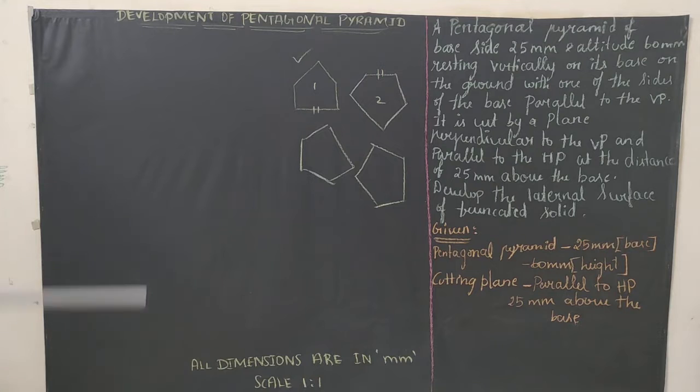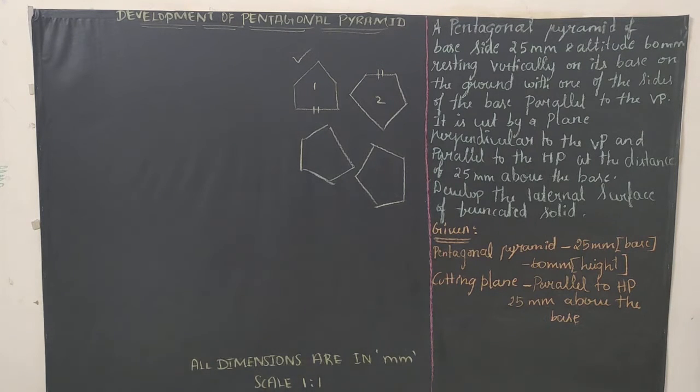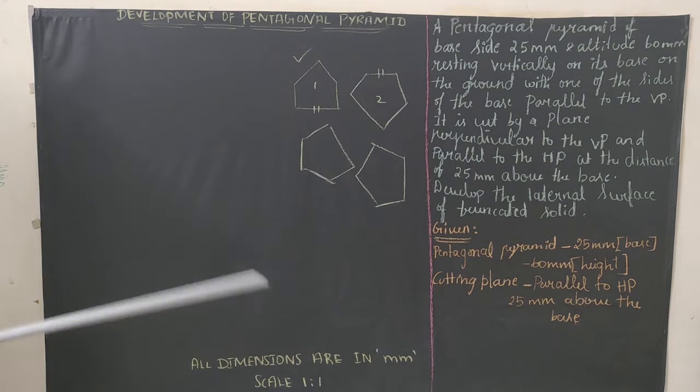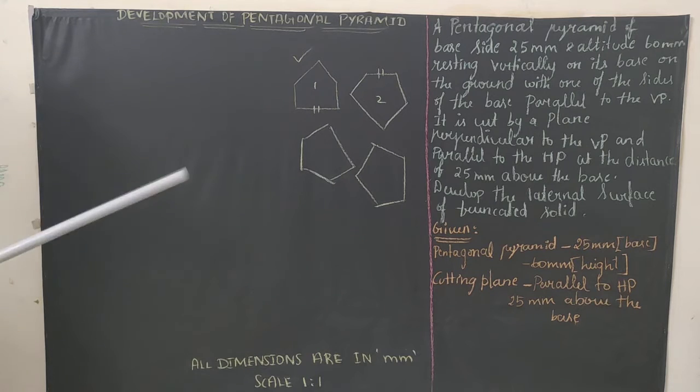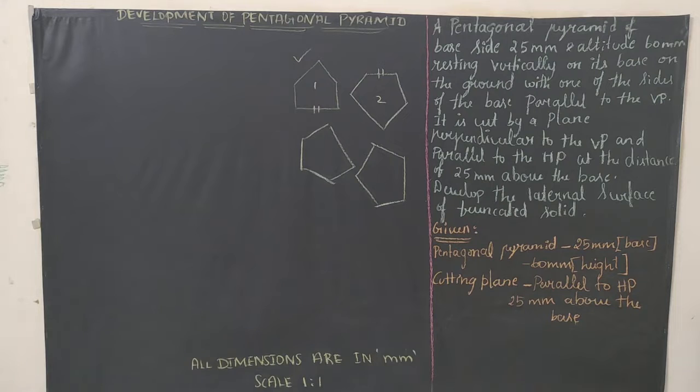So we draw the base diagram as the pentagon in HP. Regarding the cutting plane, what they are saying is the cutting plane is parallel to VP. Since the cutting plane is parallel to VP, we are going to draw the cutting plane in the front view, so it will be parallel to HP, and the distance is 25 mm from the base. I will explain the cutting plane later on. Initially we will go with this type of pentagon, so draw the base diagram, that is, your top view will be the pentagon.